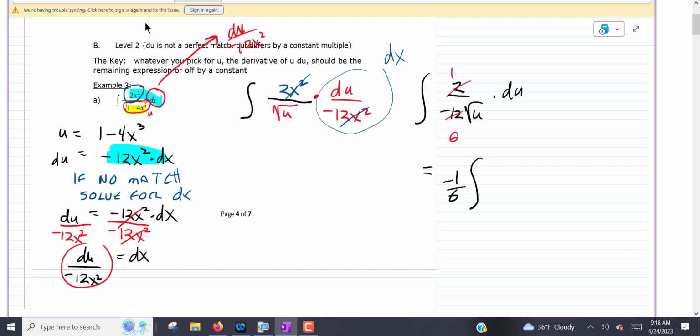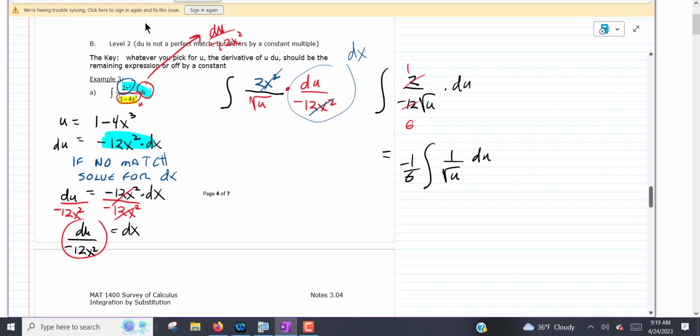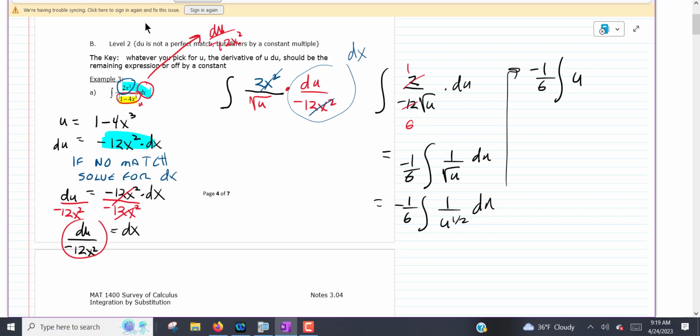You can pull that out of the integral, and then you have 1 over the square root of u times du. Okay? So now you need to write this as negative 1/6, the integral of u to the 1/2 times du. Okay? Now, if you're going to do the antiderivative, what do you have to do with that u since it's in the denominator? You've got to bring it to the top so that you can do the power rule. Okay, so what I'm going to do from here is I have negative 1/6 times the integral of u to the negative 1/2 du. So there's a lot of algebra that goes into this problem.